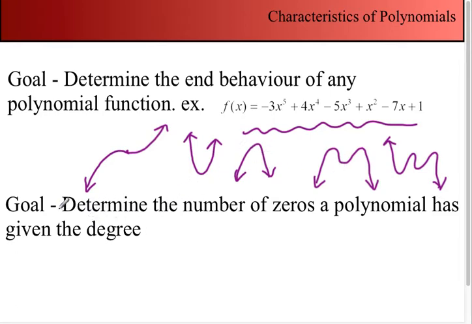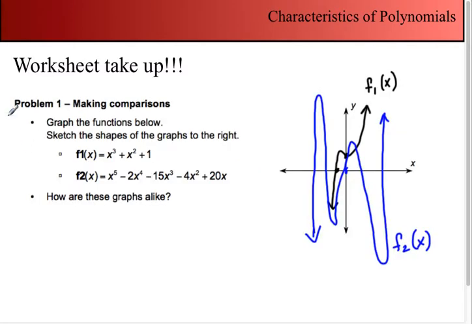The other goal, after I go through some of this take up, is that we should also be able to determine the number of possible zeros a polynomial can have if I just look at the degree of the polynomial. Okay, so that's our second goal. So let's look at the first question you had.